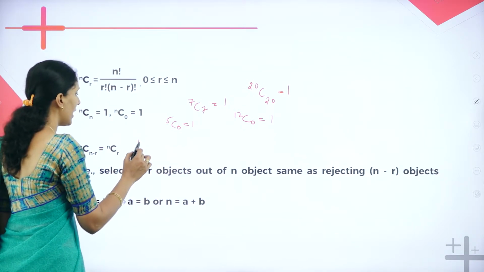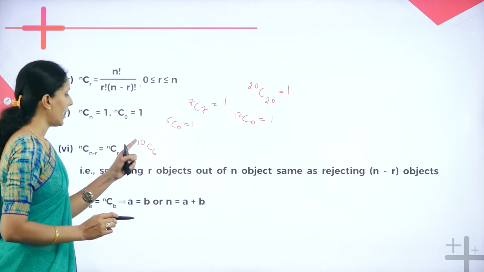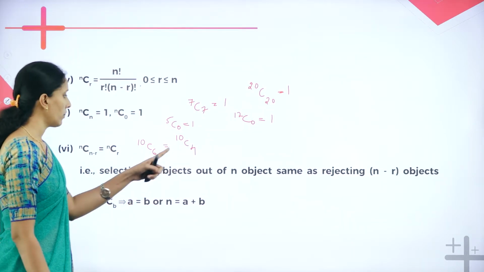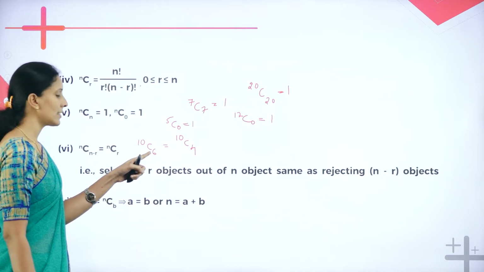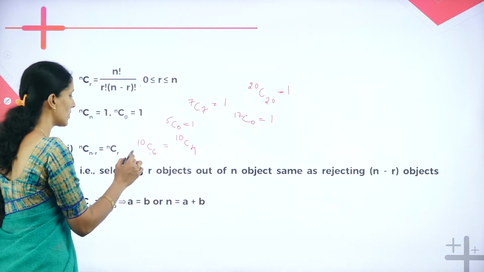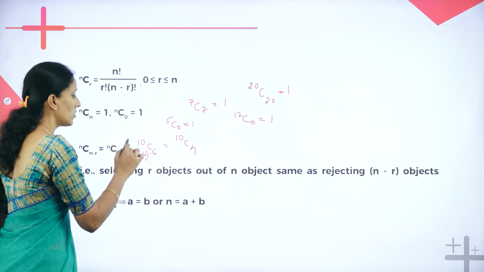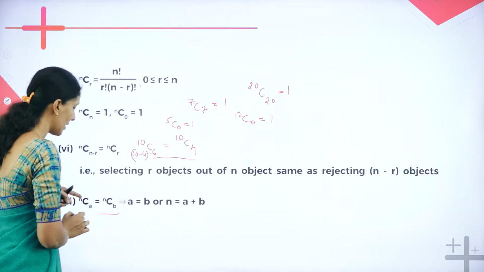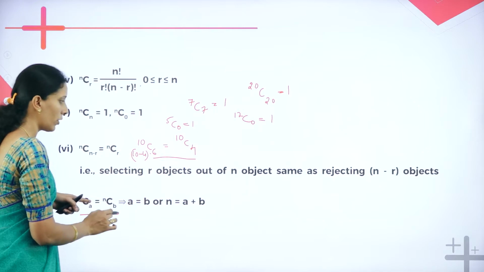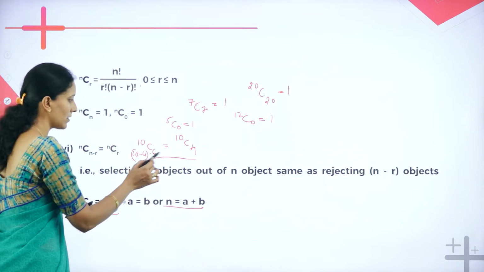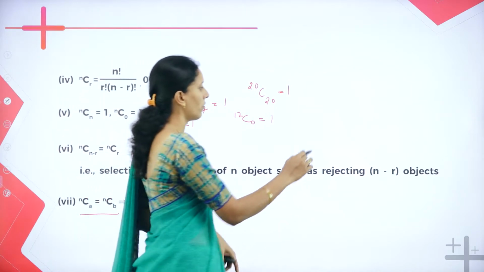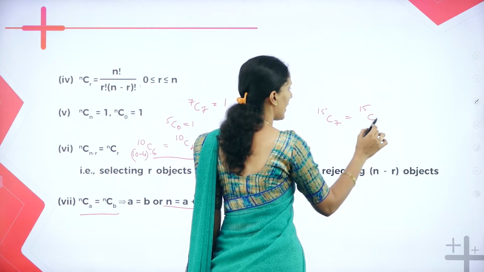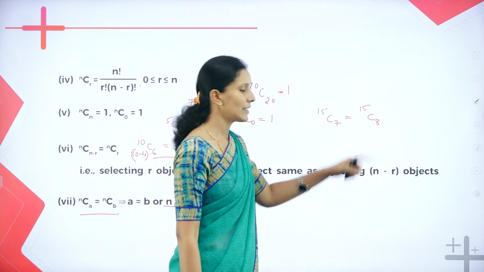If you have 10C6, so 10C6 is equal to 10C4. So you can clearly say if this is r, then this is n minus r, that is 10 minus 4. So 10C6 is equal to 10C4. So this case arises again here. We have the same nCa is equal to nCb and n is equal to a plus b. 6 plus 4 is equal to 10. So for example, 15C7 is equal to 15C8. You can clearly say 7 plus 8 is equal to 15.